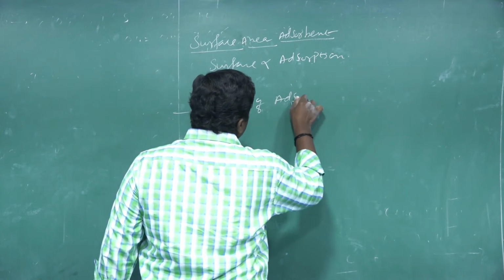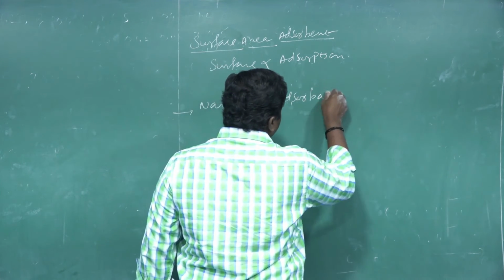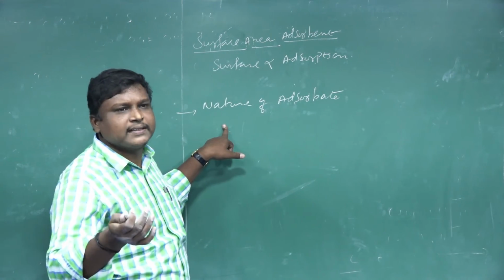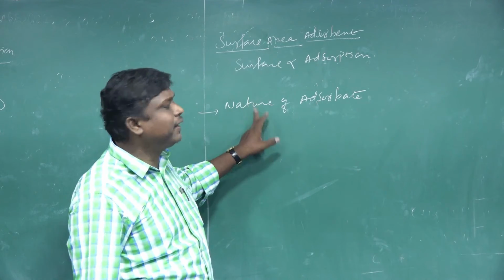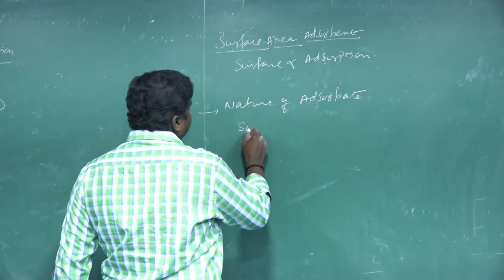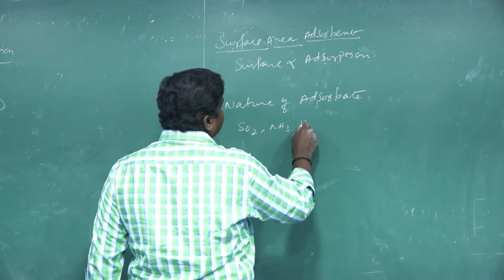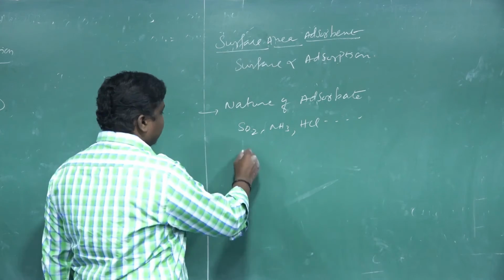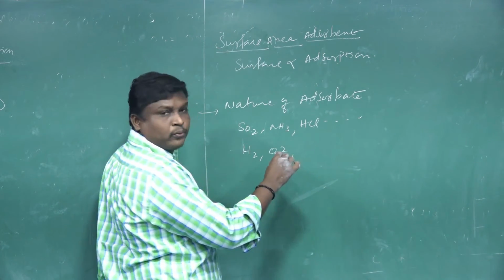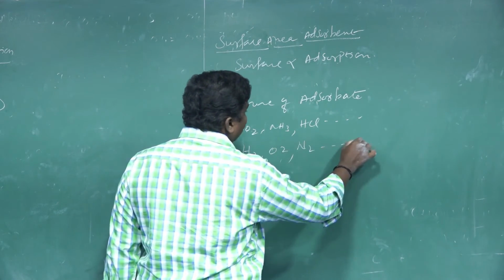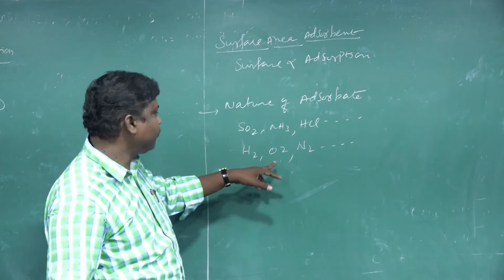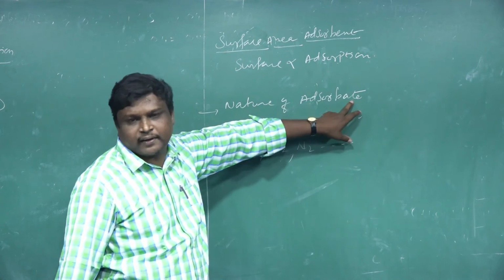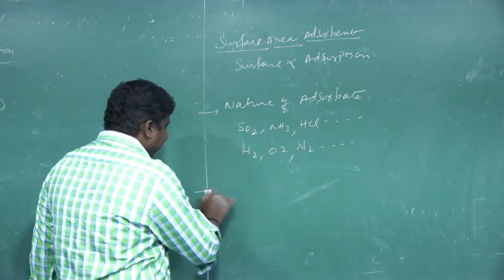Some gases can be easily liquefied for adsorption, for example SO2, ammonia, HCl. Next, H2, O2 and N2 cannot be easily liquefied. So adsorption depends upon the nature of the adsorbate.